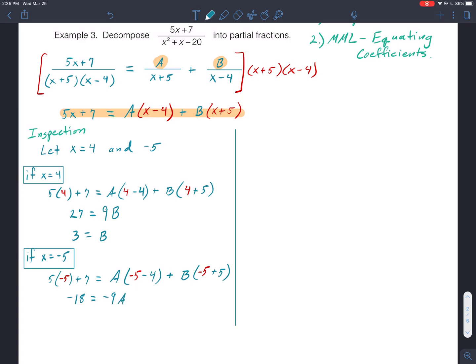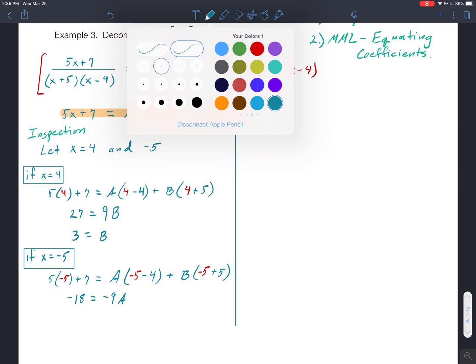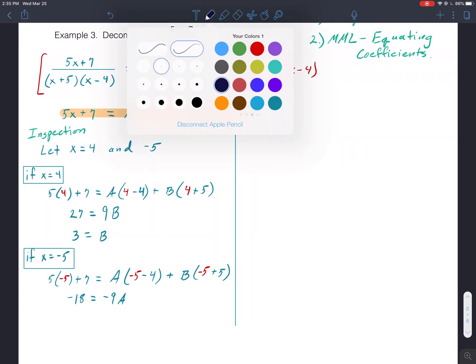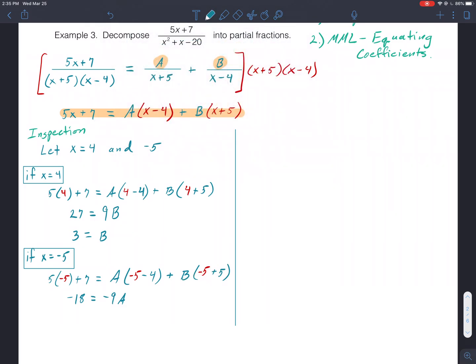On the right, I get -9a, and then the b's disappear, right? Because just like what happened here, the a's went away. That's going to happen here. -5 and 5 is 0, and the b's go away. So I have -18 equals -9a, which means when I divide by -9, a must be 2.